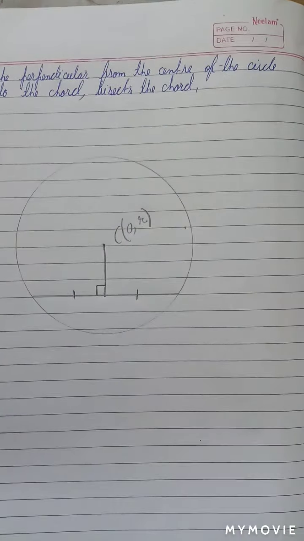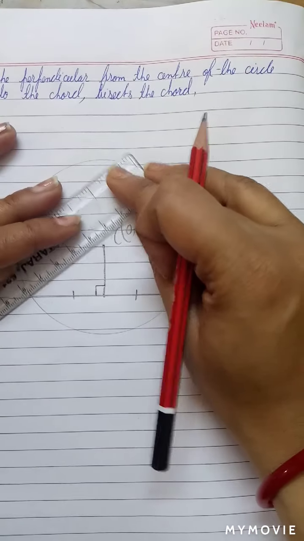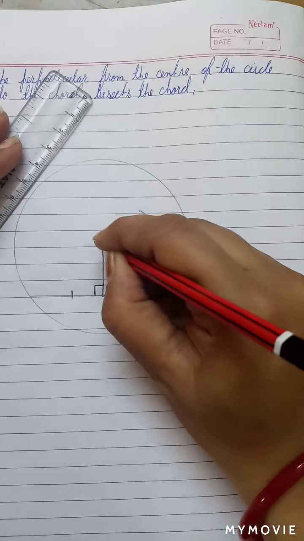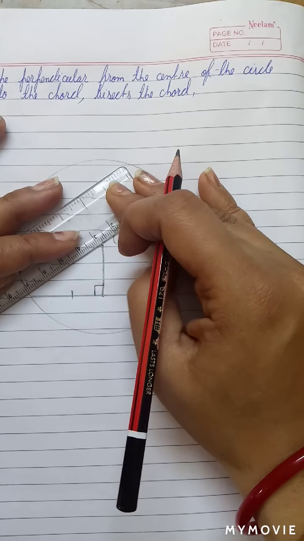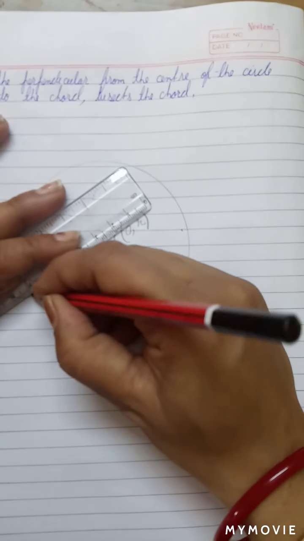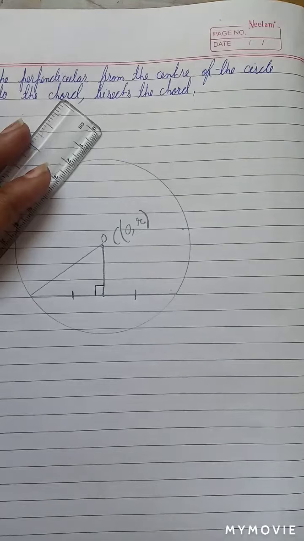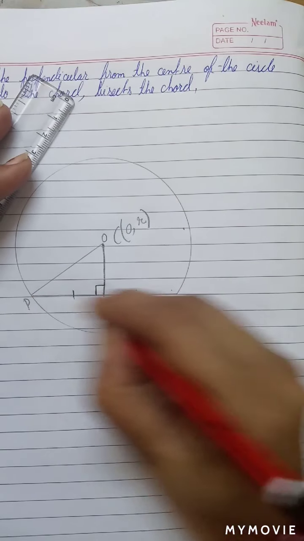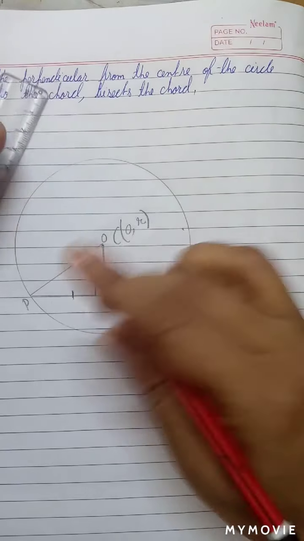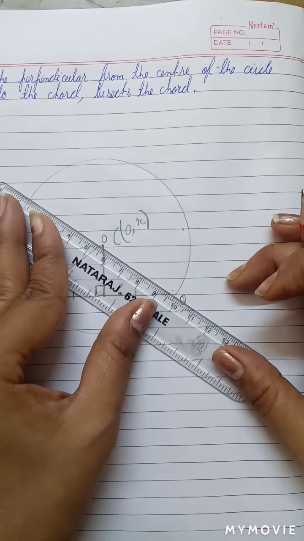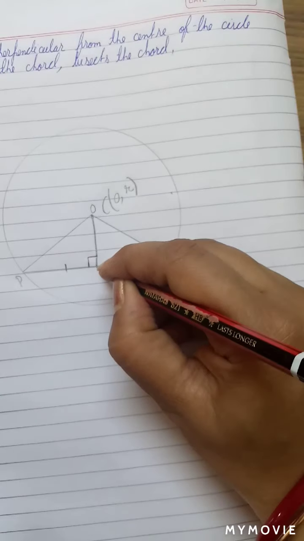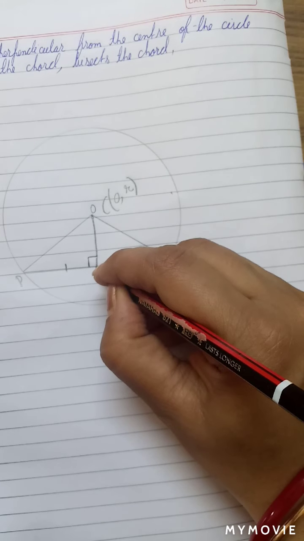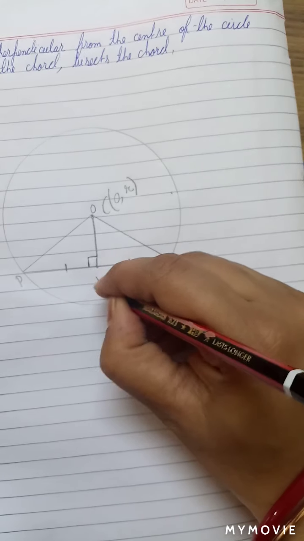So let's move on. In order to proceed further, let's join. So this is O and let's join from the center to this point. Let's join these points. Let's call it PQ. Let's join OP and here let's join OQ. Now this is the perpendicular and we will prove that this is also the perpendicular bisector. So let's call it OR.